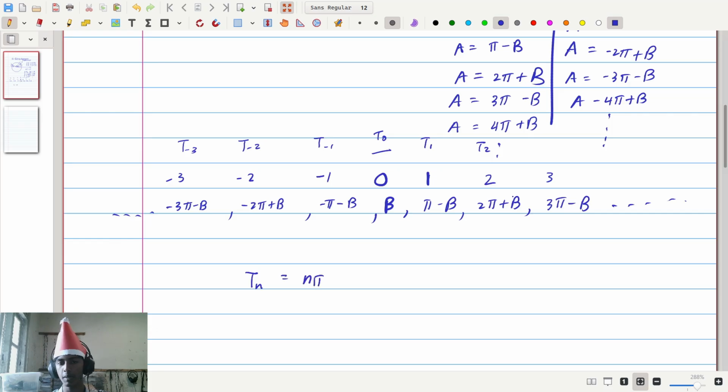So here, we can see for each T sub n, we need an n pi. There needs to be n times pi in the front. But then there's this other interesting thing that's happening where we have plus b here, then minus b, then plus b, then minus b, then plus b, and so on. So we have plus b, minus b, plus b, minus b repeating.